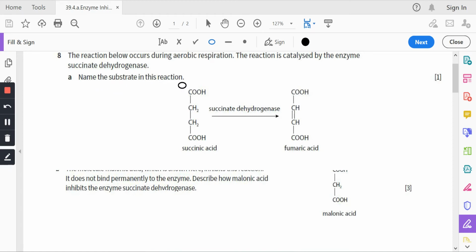So in this case you are going to look at the substrate structure and the name is given to you, so your answer is going to be succinic acid. So this is your answer, succinic acid.